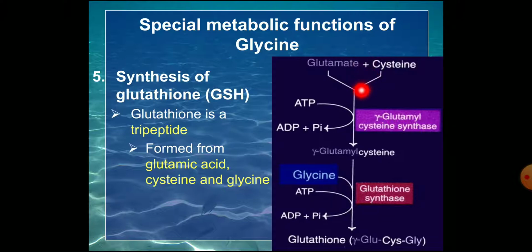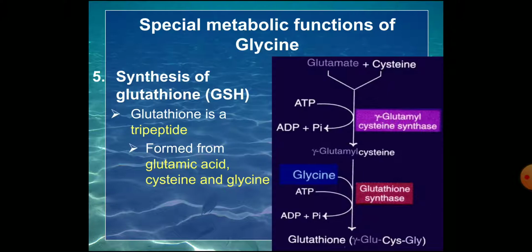Glutamate plus cysteine forms gamma glutamyl cysteine by the enzyme gamma glutamyl cysteine synthase, utilizing ATP, and ADP and Pi are formed. Now the gamma glutamyl cysteine is formed. Then glycine acts on this, utilizing one more ATP, with the help of the enzyme glutathione synthase, and forms glutathione, which is gamma glutamyl cysteine glycine. So the chemical name of glutathione is gamma glutamyl cysteine glycine.